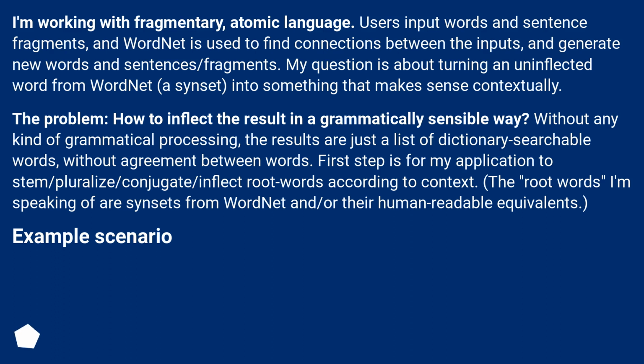Users input words and sentence fragments, and WordNet is used to find connections between the inputs, and generate new words and sentences/fragments. My question is about turning an uninflected word from WordNet, a synset, into something that makes sense contextually. The problem, how to inflect the result in a grammatically sensible way? Without any kind of grammatical processing, the results are just a list of dictionary searchable words, without agreement between words.